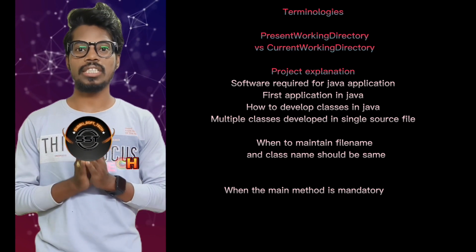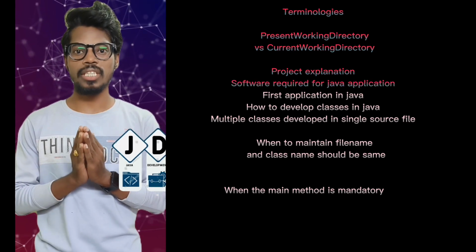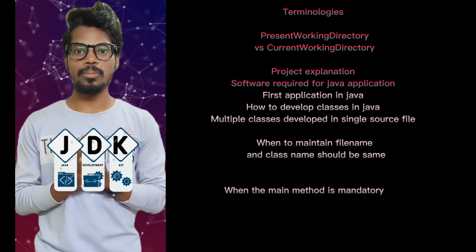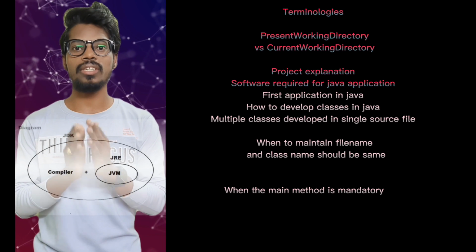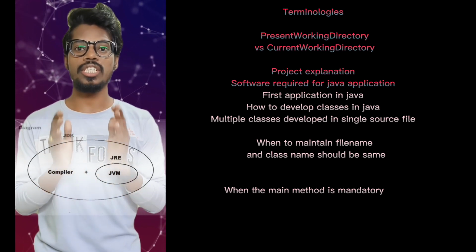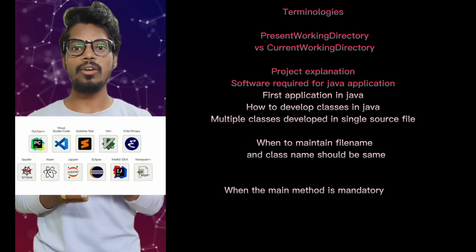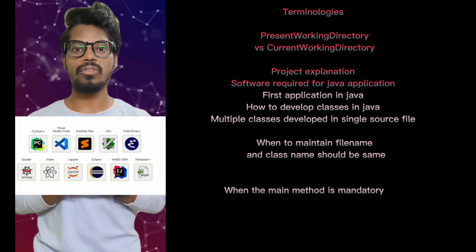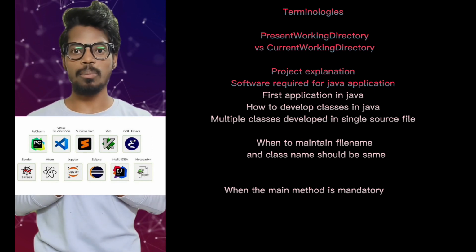In this video we will discuss the software required for a Java application, guys. First, JDK software is required for compilation and execution purposes. The compiler and JVM software are both available in the JDK software. That's why JDK software must be available in your machine. After that we can use any editor software to develop your Java application, guys. So Notepad, Notepad++, Eclipse, VS Code, any software we can utilize for Java application development.